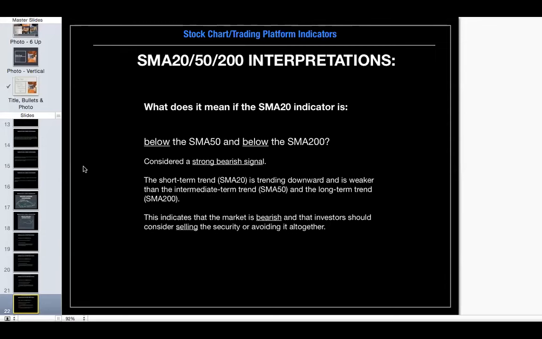And then the last scenario that I think covers them all, what does it mean if the 20 SMA is below the 50 and it's below the 200? And this is a strong bearish signal, right? The short-term trend, the 20, is trending downward and it's weaker than the intermediate trend, the 50, and the long-term trend, the 200, right? And so that indicates that the market's bearish and that traders and investors should be selling the share price or selling the stock, right?